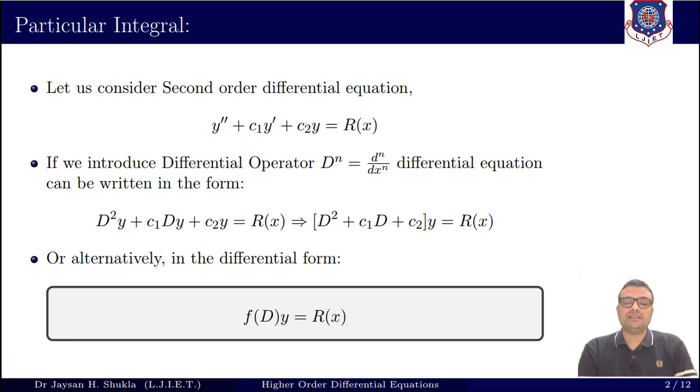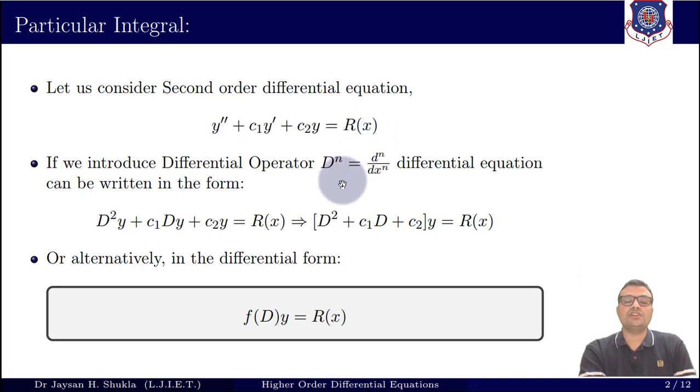So for simplicity, I am considering the second order differential equation y double dash plus c1 y dash plus c2 y equals r of x. Again, over here y is the dependent variable on x, dash and double dash indicate first and second order derivative respectively. C1 and C2 are arbitrary constants, and r of x on the right hand side indicates a random function of variable x.